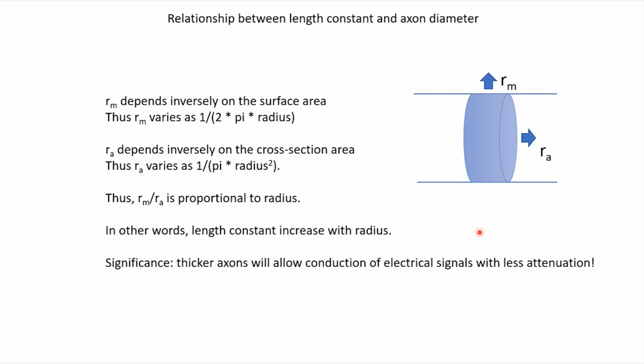So instead of increasing the diameter, the way we have achieved more lambda is by increasing Rm, and that can be done by increasing the insulation on the axons, and that's where myelination comes in. So by doing myelination, we can increase Rm and then increase length constant.